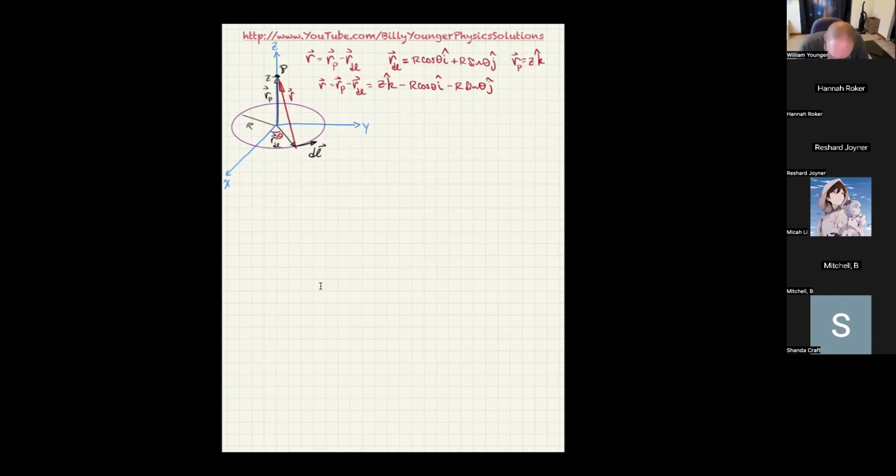And the best part about it is it's really easy to deal with. If you go to calculate the magnitude of it, it's just the square root of Z squared plus negative R cosine theta squared plus negative R sine theta squared. Well, I think you can all tell that that's just the square root of Z squared plus R squared. So that's kind of nice as well.